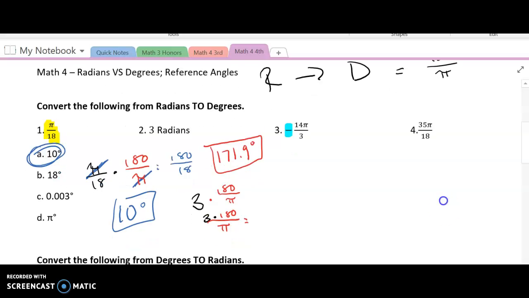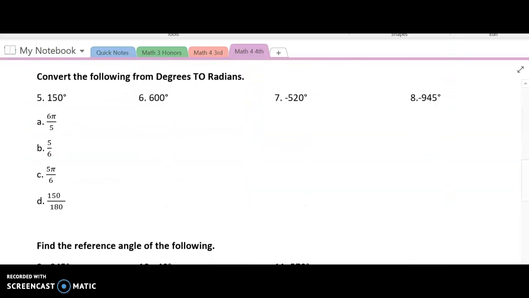All right. So let's now look at this. So now we have degrees to radians. If we have degrees to radians, we're going to multiply it by a similar fraction, but it's slightly different. So now we're going to multiply it by pi over 180. Okay, so let's look at number 5. So we're going to take my degrees, 150, and multiply it by my fraction, pi over 180.